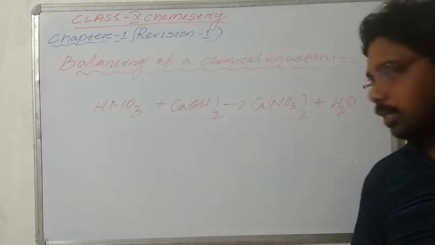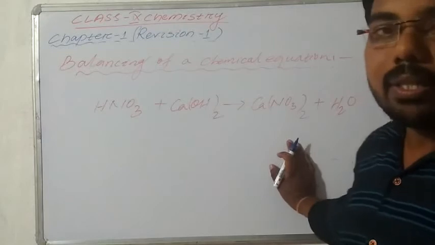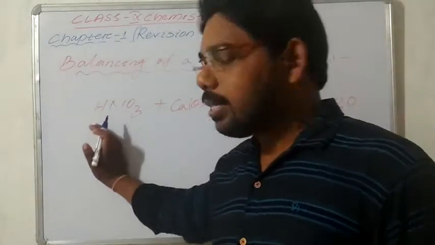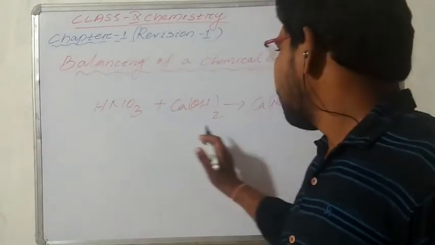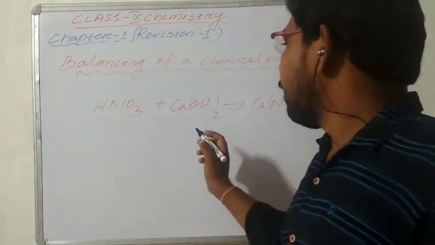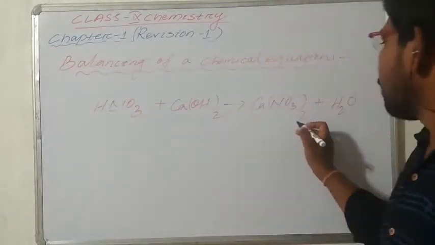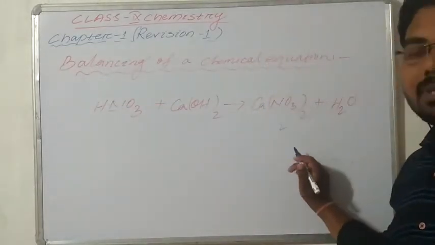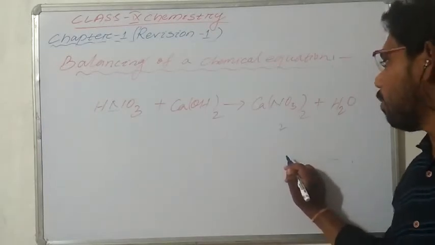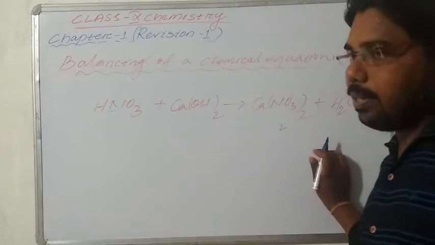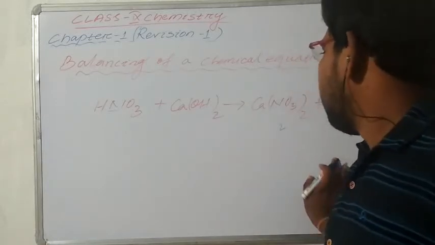Then how do we balance this one? All chemical reactions have two sides, the reactant side and the product side. In the reactant side we observe that nitrogen is one atom, but in the product side nitrogen is two atoms. That's why it is not balanced. Then how can you balance this one? By using the hit and trial method.